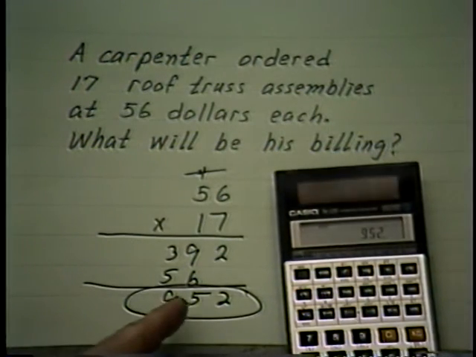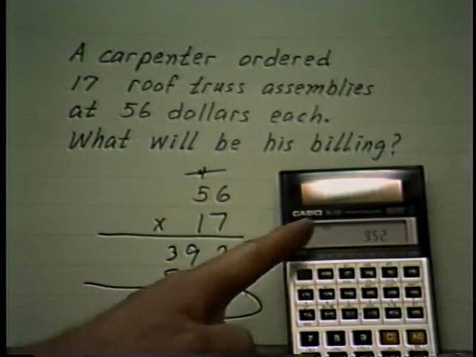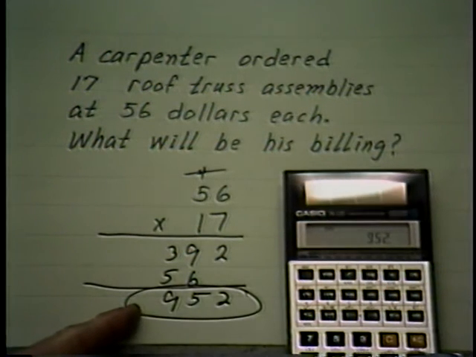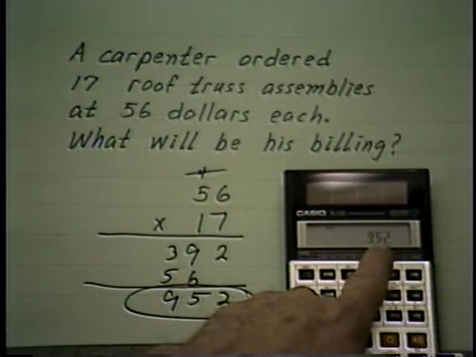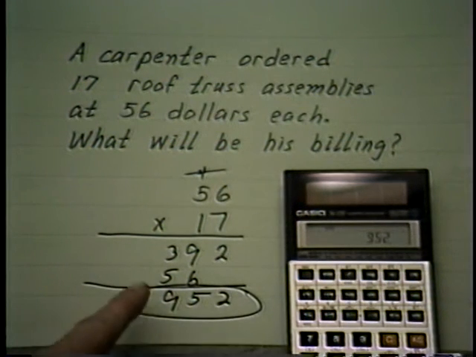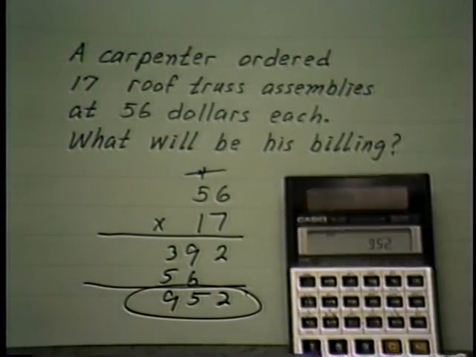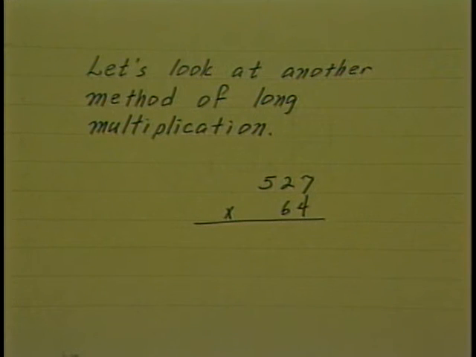So do work by hand, always by hand, then check with the calculator. It would be nice in this course if you became good at both processes rather than using a calculator to avoid this. That will definitely hurt you in the long run. Avoid that. Let's look at another method of long multiplication, just for fun, really.